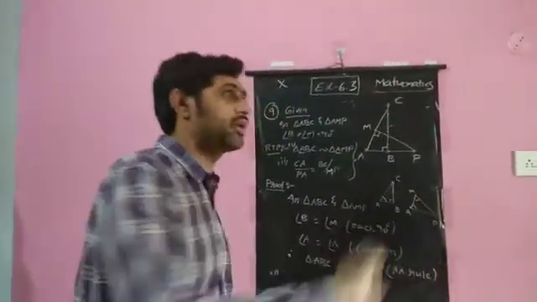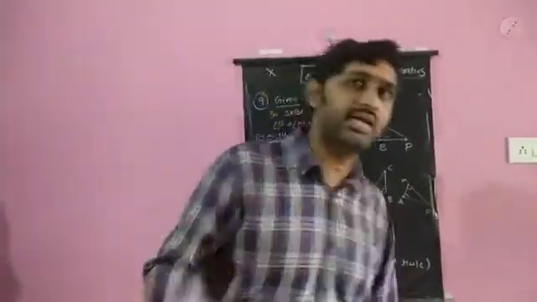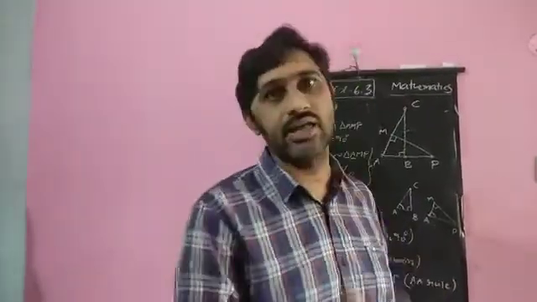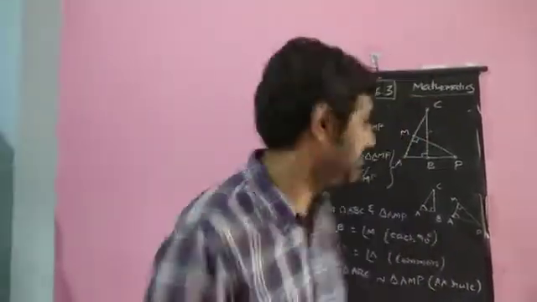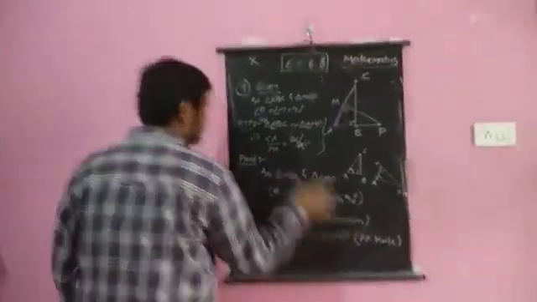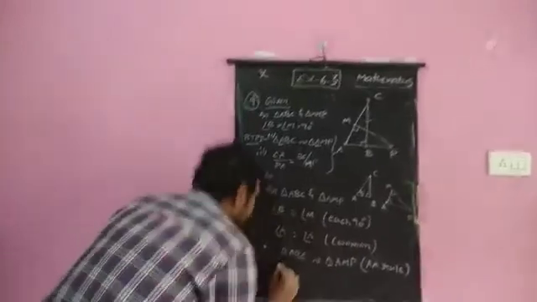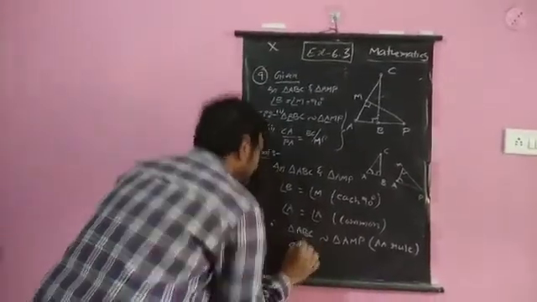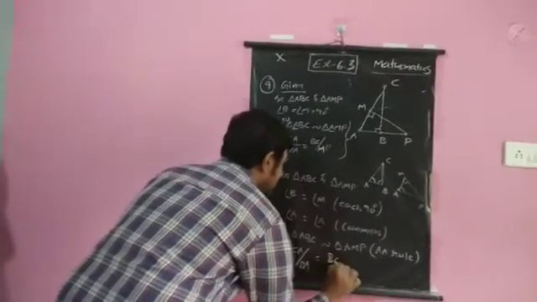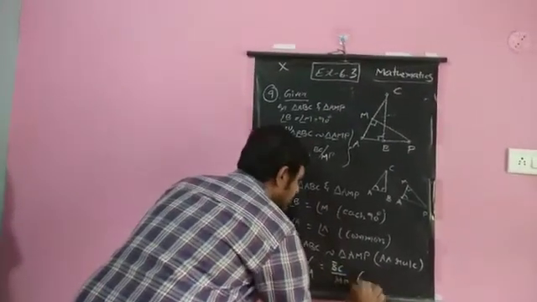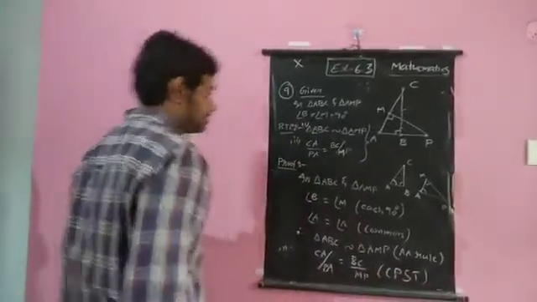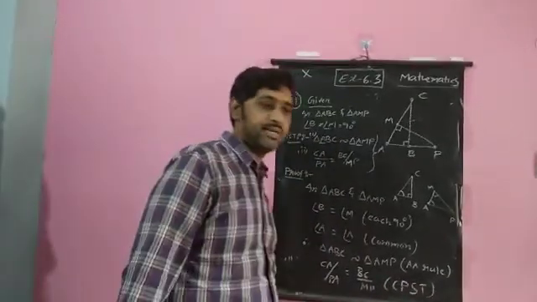If you prove that the two triangles are similar, the corresponding angles are equal and corresponding sides are proportional. Whereas in congruency, corresponding angles are equal and corresponding sides are also equal. After proving these two, you will find that these sides of this triangle and this triangle will be in the same ratio. So I can write directly here CA by PA equals BC by MP. I am writing this as CPST, corresponding parts of similar triangles. So that will be question number 9.